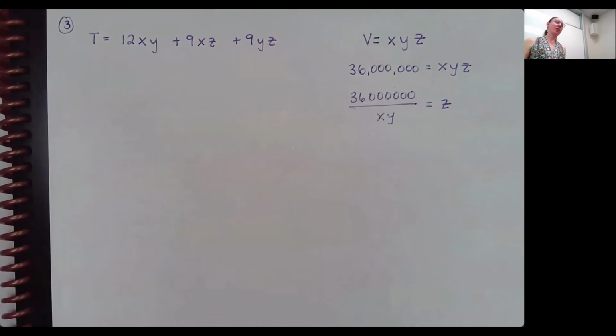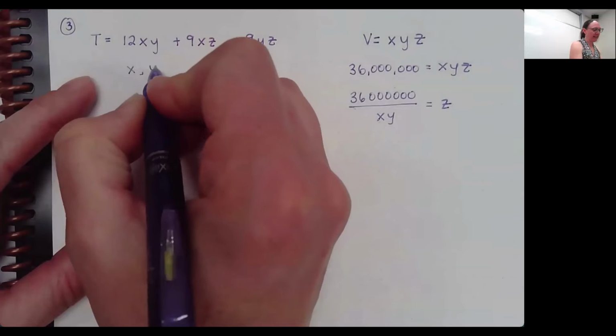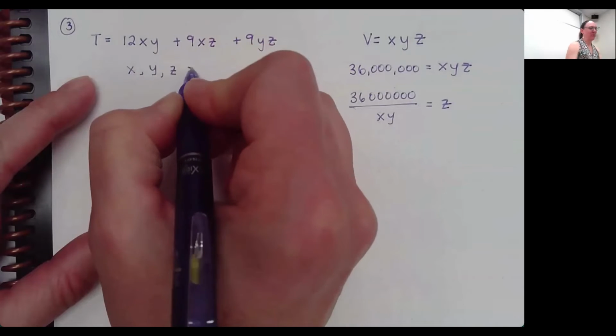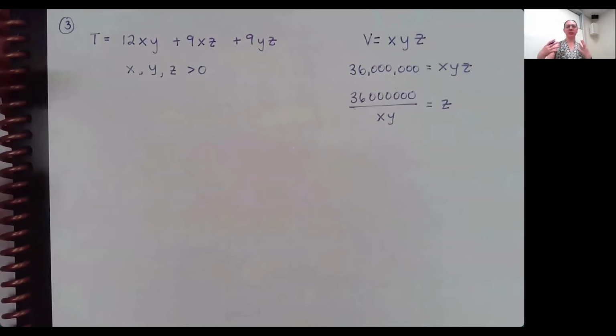Now I'm going to make the argument that there's another constraint that isn't explicitly stated in this problem. But if we're actually building a store, all of the values for X, Y, and Z have to be greater than 0. We don't have negative height and length and width if I'm actually constructing something.